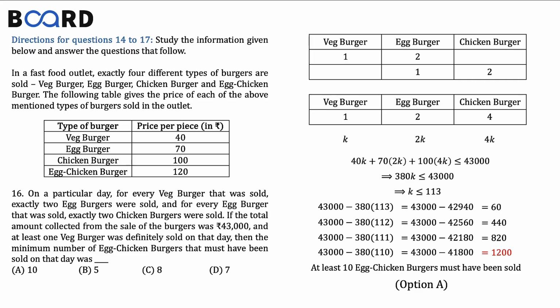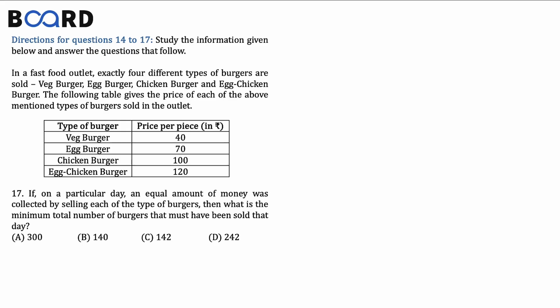Moving on to the last question of the set. If on a particular day, an equal amount of money was collected by selling each of the type of burgers. Okay, so the total amount collected by selling each type of burger is same. Then what is the minimum total number of burgers that must have been sold that day? So minimum total number of burgers, that's what we have to calculate.